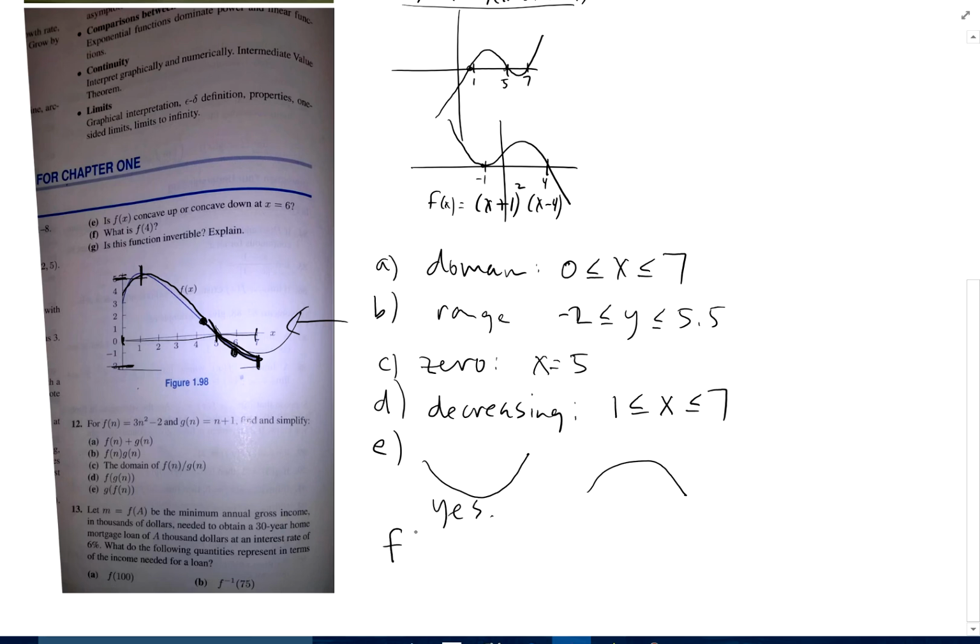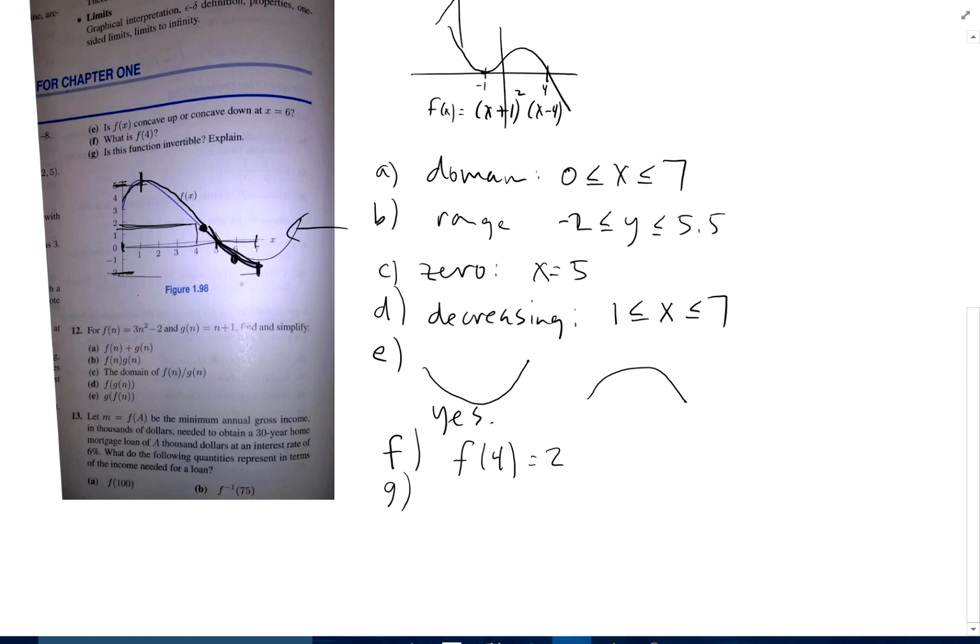And F, what is f of 4? F of 4 is approximately 2. Oops, if I drag straight across there, approximately 2. And G, is it invertible? In other words, does F have an inverse that is also a function?